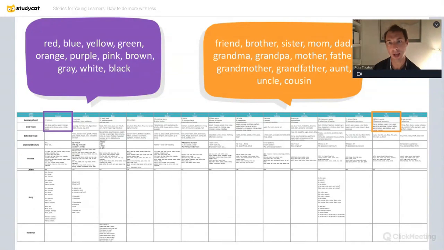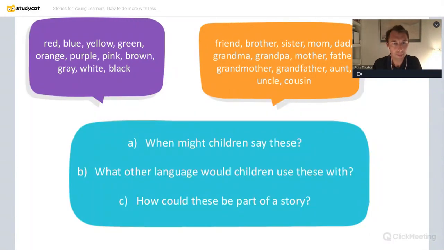So I want to throw out a question to everyone. I've got 3 questions for you. Maybe you can pick one of the questions and type an answer in the chat box. So just taking these 2 units as an example, when would children talk about colors? Or when would children say words like brother or sister or mom or dad? What sort of situations might they say those in?